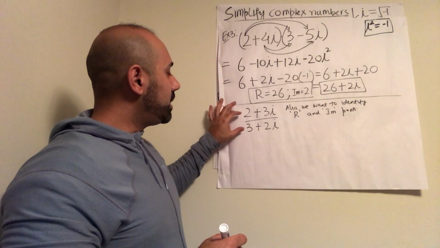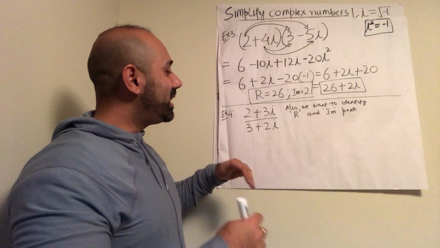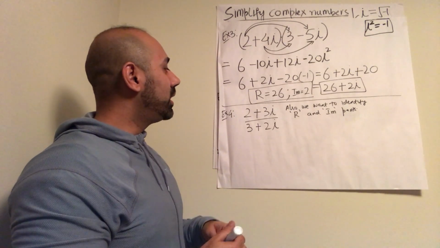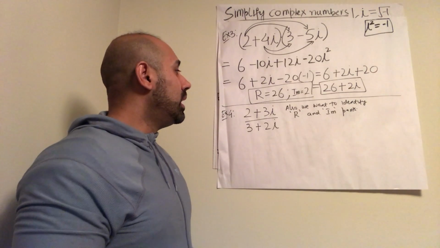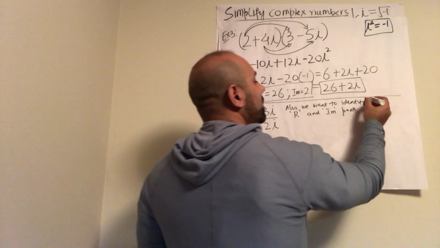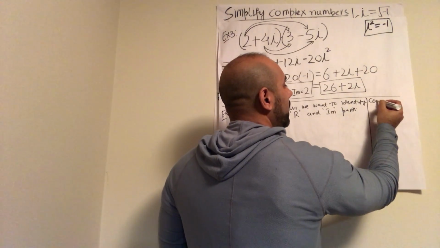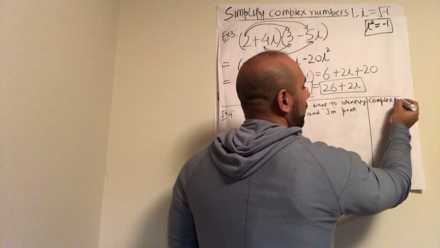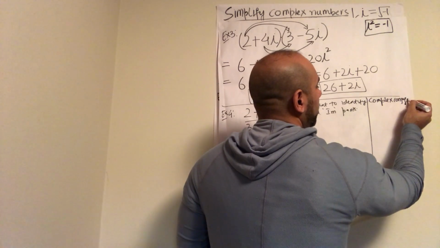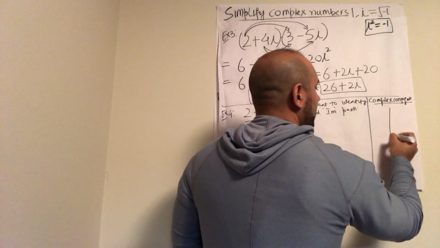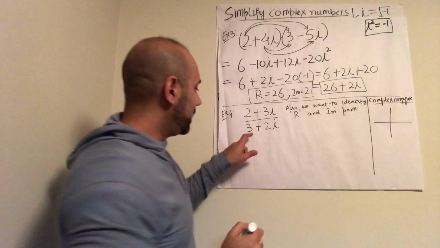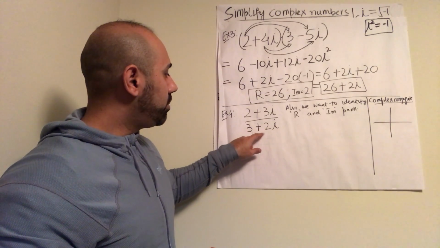In order to simplify this, we have to use an additional piece of information, which is called the conjugate, or the complex conjugate of a complex number. Now, what is a complex conjugate? Let us quickly define the complex conjugate. If you have a complex number, let's say I'm going to work with this one, 3 plus 2i.